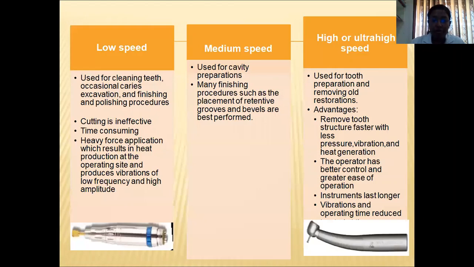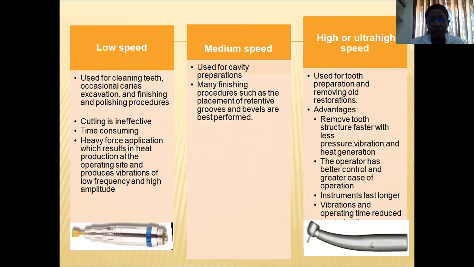Depending upon the different types of speeds, we can classify the handpieces based upon the particular uses for the intended speed. Low speed handpieces are mainly used for oral prophylaxis procedures and also for finishing and polishing of various restorations. Here, the cutting is ineffective. It is time consuming. A lot of force has to be applied while cutting with the handpiece. Hence, a lot of vibrations are produced, which are of high frequency and high amplitude.